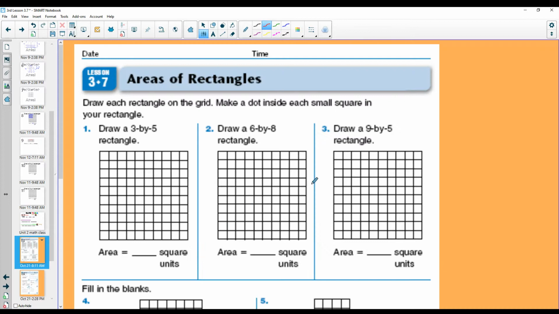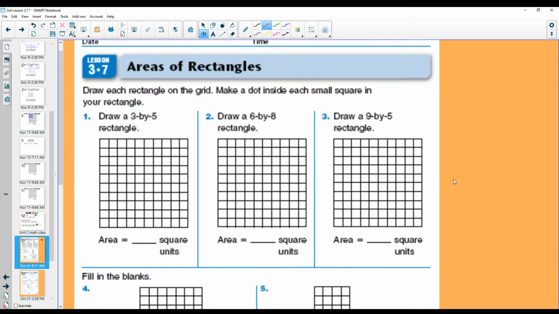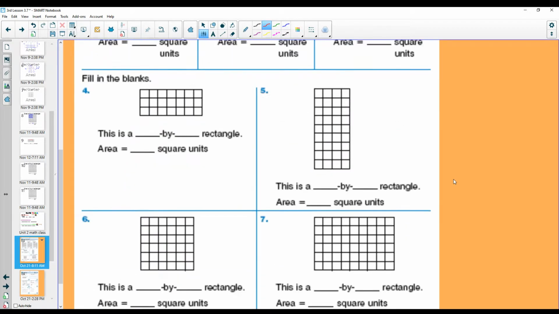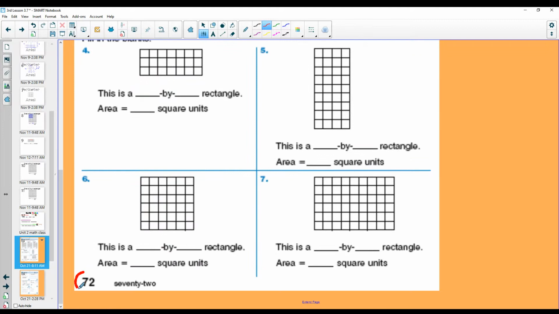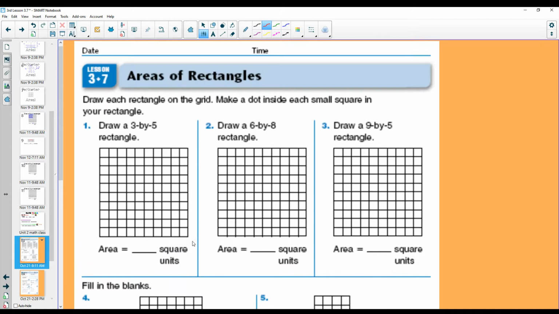All right, here's where you need to pause the video and get your math journal out and ready. We are working on journal page 72. Up here it says you are going to use this big square to draw a 3 by 5 rectangle. Okay, so 1, 2, 3. It's going to be 3 rows and it's going to be 5 across. 1, 2, 3, 4, 5.